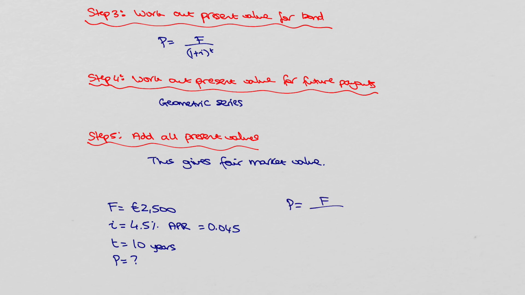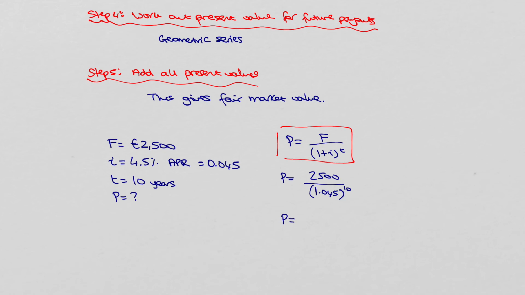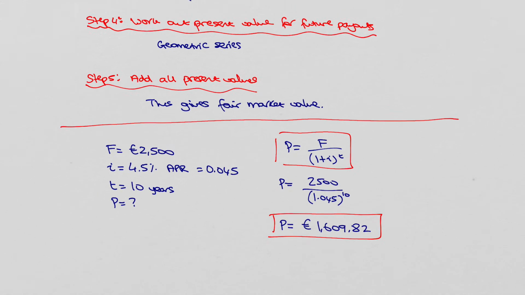So P is equal to F over 1 plus i to the power of t. So that means it's 2,500 divided by 1 plus 0.045, which is 1.045, and that's to the power of 10, which gives us a present value of €1,609.82 today. So now we have our present value for the bond itself.